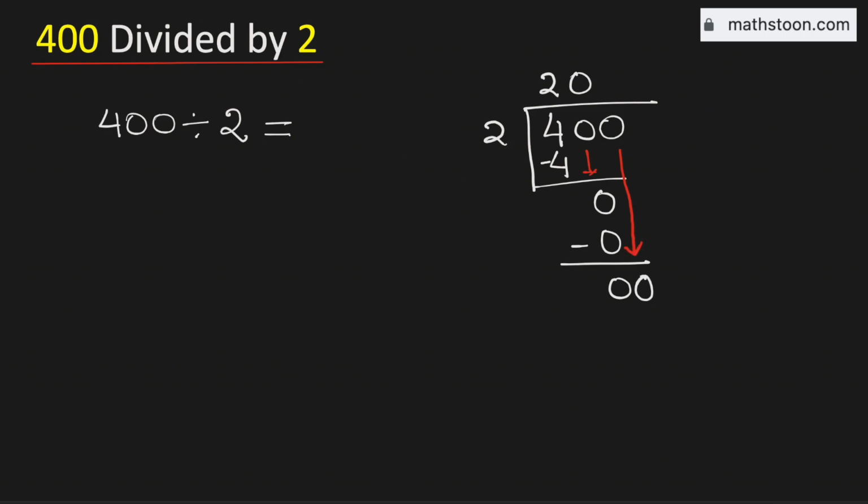Again see that this is still 0, so we remove it. And we know that 2 times 0 is 0. Subtract, we get 0. As we have obtained the number 0 and there is no number to bring down here, we will stop. Therefore, 400 divided by 2 is equal to 200. And this is our final answer.